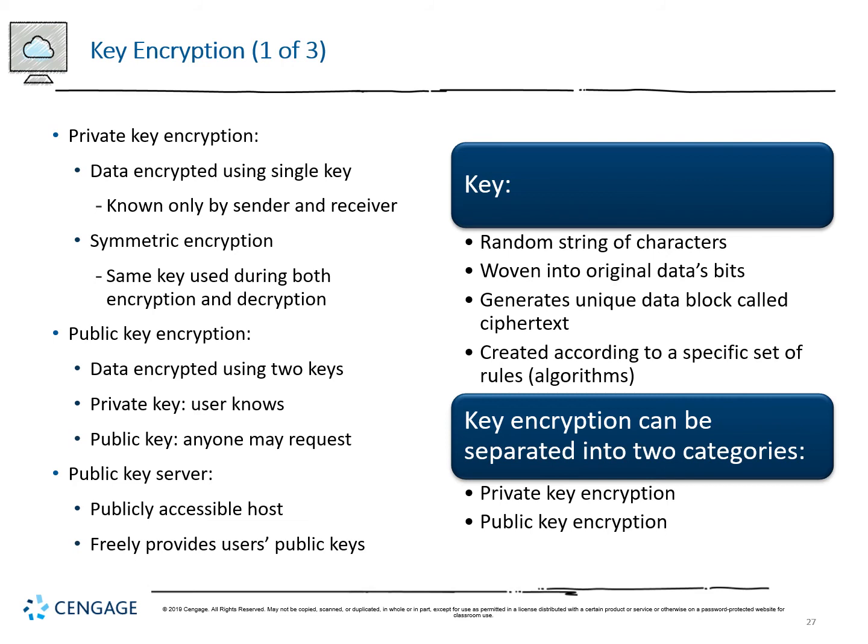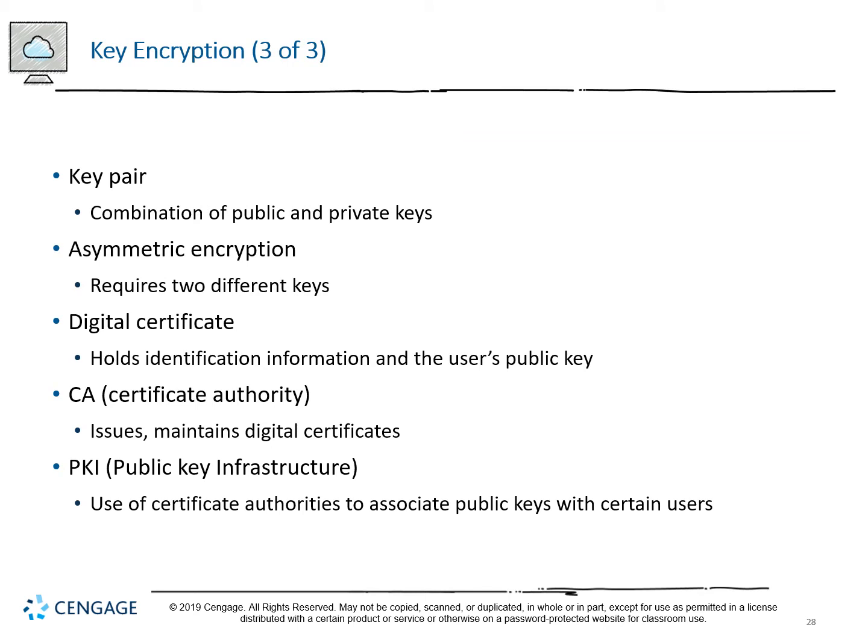Public key encryption is asymmetric, so the data is encrypted using two keys. The private key is known by the user, and the public key is known by anyone who can request it. So a public key server is a freely accessible host and provides users public keys. This means that an individual can create a block using a public key, but it can only be decrypted by the private key. So the key pair is a combination of public and private keys. As I said, because it uses two keys, it's asymmetric.